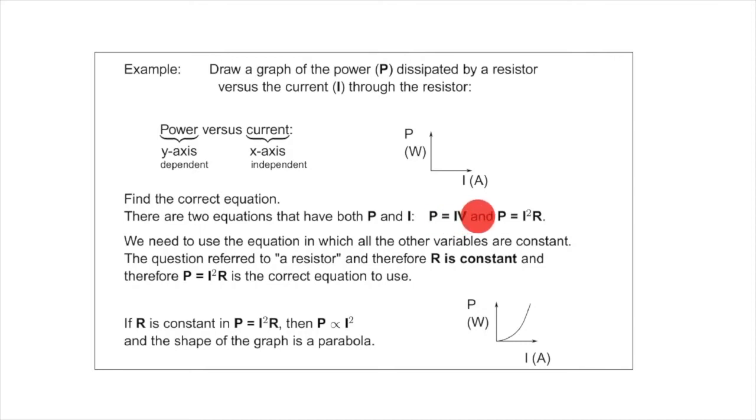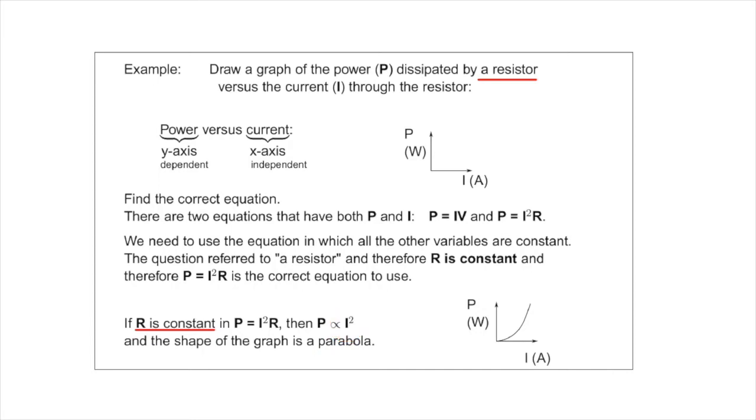On your information sheets, there are two different equations, both having P and I in them, and now I need to decide which one. What's important is all the other variables must be constant. So I'm not going to use P equals I times V because I don't know what's happening to V. I do know I'm working with a specific resistor, and that tells me that R is a constant. The moment R is a constant and I look at that equation, it tells me that P is directly proportional to I squared.